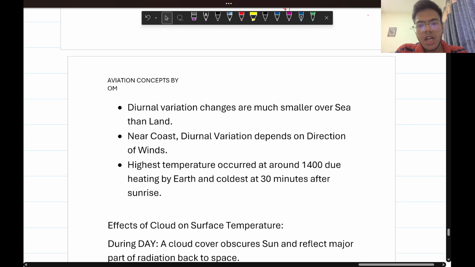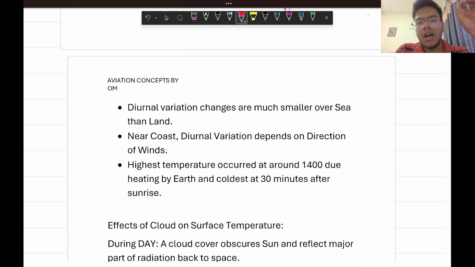Diurnal variation changes are much smaller over sea as compared to land because we know that specific heat of water is much more than land. That's why the temperature change in day and night over the sea is not that much as compared to land. Okay. So guys, if I tell you an example, change will happen, but as compared to land it is not that much.